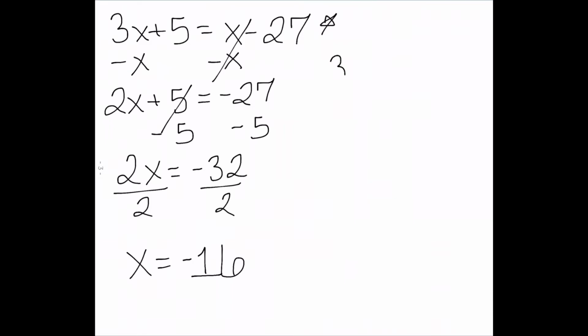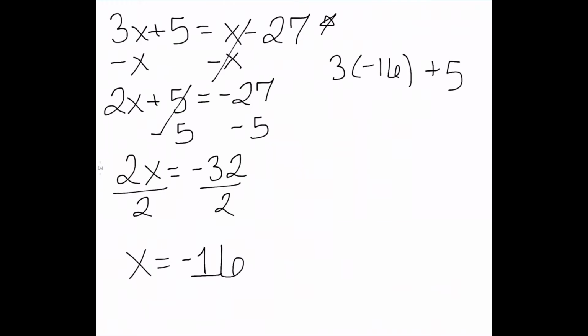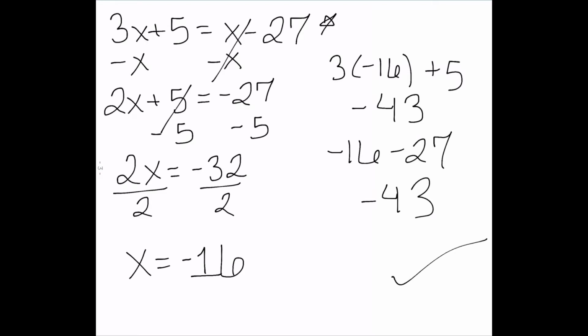And once again, we can double check. The left side of this said 3 times x plus 5. So if we work that out, 3 times -16 plus 5 gives us -43. On the right hand side I have x minus 27, so -16 minus 27, which is also -43. So both sides matched, so our answer is correct.